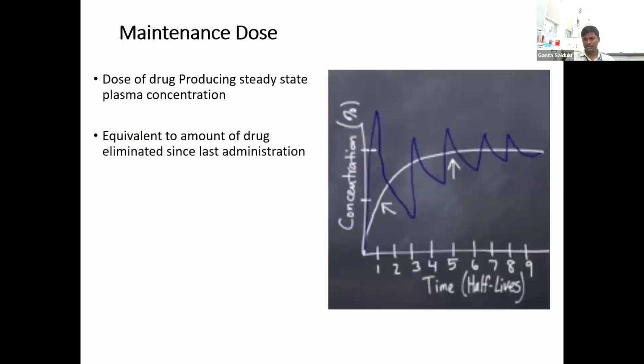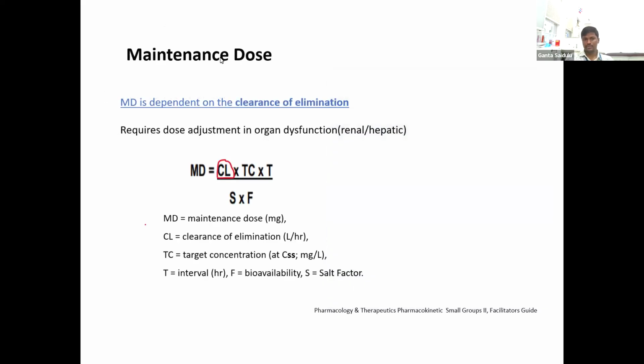So coming to the maintenance dose. Next is the maintenance dose. This is the dose producing the steady state plasma concentration, equivalent to the amount of drug eliminated since the last administration. After 4 to 5 half-lives of the drug, it starts getting excreted from the body. Maintenance dose depends on the clearance or elimination. Because maintenance dose is directly proportional to clearance, dose adjustment may be required in organ dysfunction, like hepatic dysfunction and renal dysfunction.